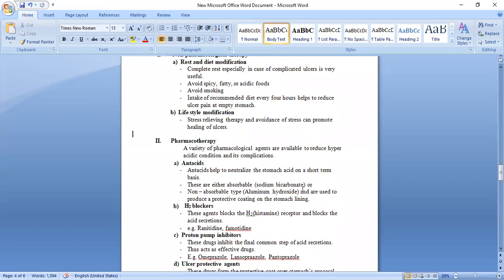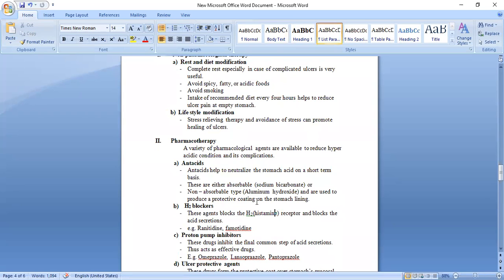Absorbable, that is the sodium bicarbonate, it will get absorbed into the blood. But non-absorbable, it will produce a protective coating over the linings of the GI tract. So what happens, though there is a secretion of the pepsin and secretion of the acid, these are the harmful products, isn't it? It will not cause any ulceration due to this. These are the protective coating.